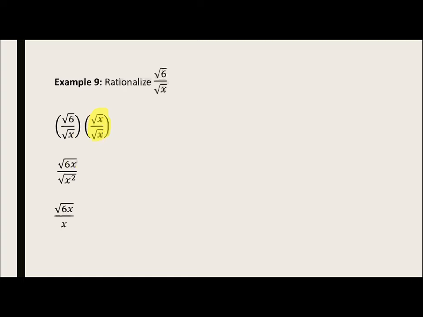Example 9. Rationalize the square root of 6 divided by the square root of x. Multiply top and bottom by the square root that's on the bottom. So multiply top and bottom by square root of x over square root of x. On top, the square root of 6 times square root of x, square root of 6x. On bottom, the square root of x times square root of x. x times x is x squared. On the bottom, the square root of x squared, you take half of 2 and you get 1. So that's x in the denominator.